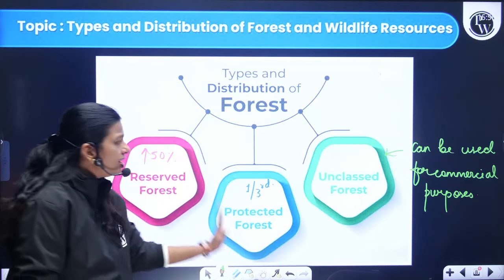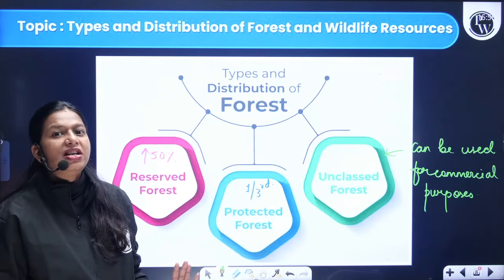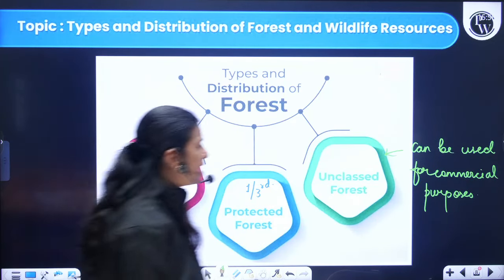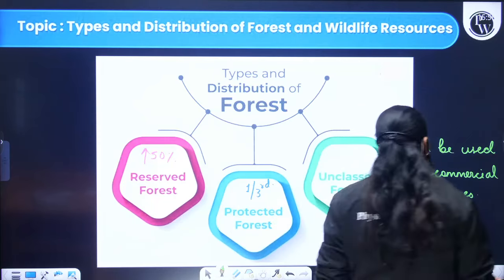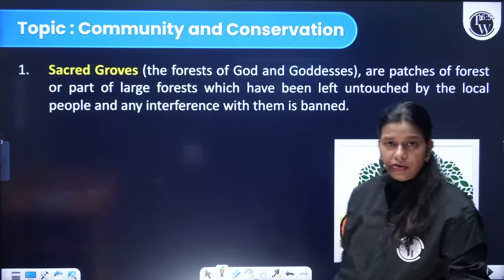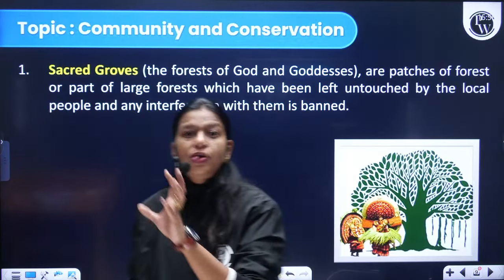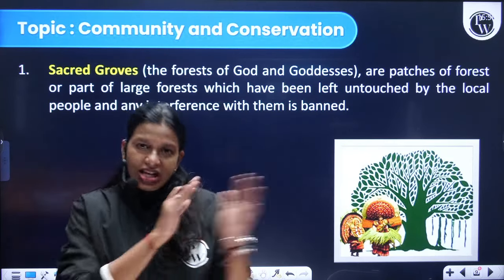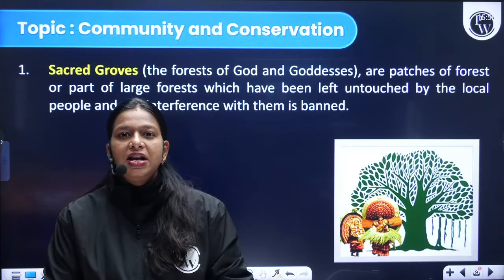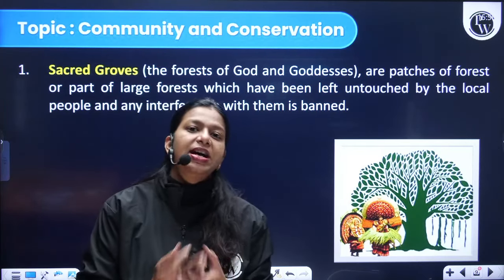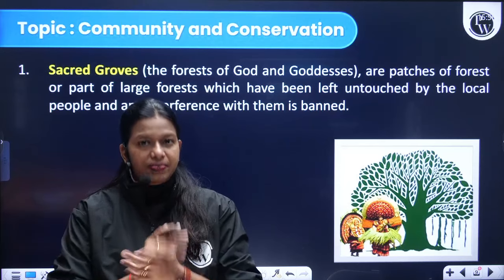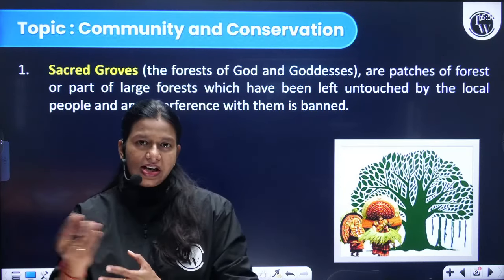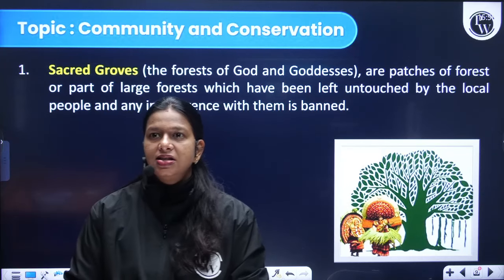So three categories of forest have been created in the areas where the forest density is highest, to make sure that not just the fauna, but the flora, the vegetation also gets its protection. So these were the steps so far that we have read, which were initiated by the government, which are legal steps, and if you break this, then definitely there are going to be consequences.